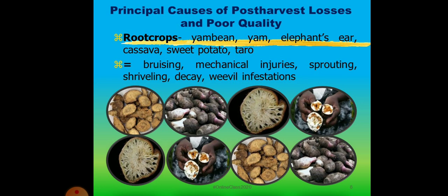Okay, how about root crops? As I mentioned earlier, root crops include yam bean, elephant ear, cassava, or sweet potato, the same as I mentioned in the first slide of fruit vegetables. We have here mechanical injuries, bruising, sprouting. A root crop will sprout if it is very moist. If your storage room is very moist and has light, then it will sprout. Weevil infestations.